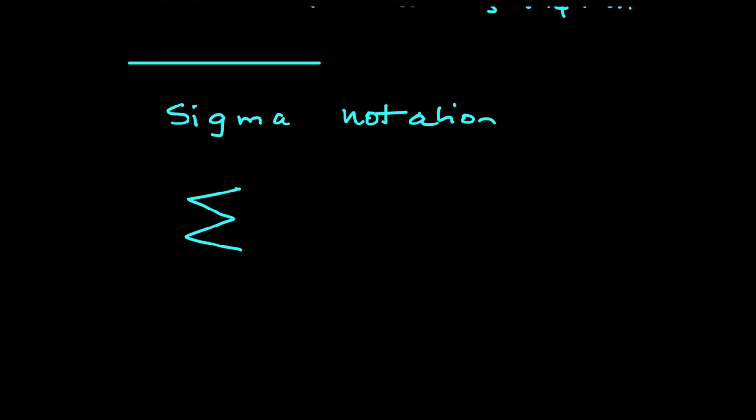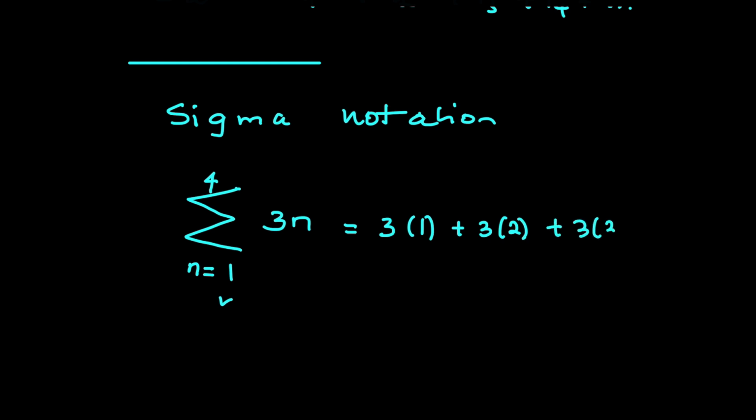For example, here we can have the nth term, Tn, and then we are going to start from a specific n. Let's say n is equal to 1, and then we end at 4. So what does this mean? This means that we're going to have 3 times 1, since we are starting from n equals 1, plus 3 times 2, plus 3 times 3, plus 3 times 4. You see, we end at 4.